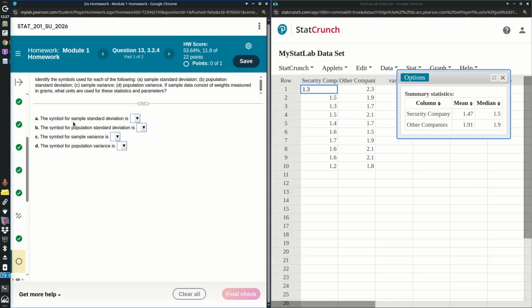Again, this is something from the textbook, but it's pretty simple. For sample statistics, we use regular letters, and for population parameters, we use Greek letters. So for sample standard deviation, it's just S. For population standard deviation, it's sigma, the Greek letter sigma. For sample variance, it's just the square, so it's S squared for sample. For population, it's sigma squared.